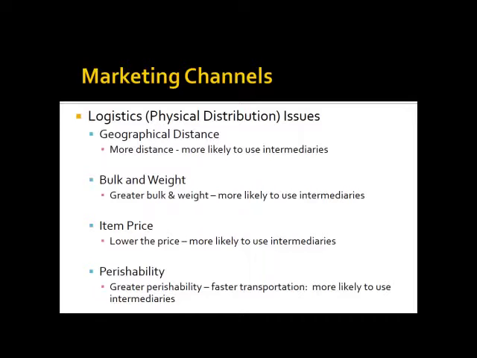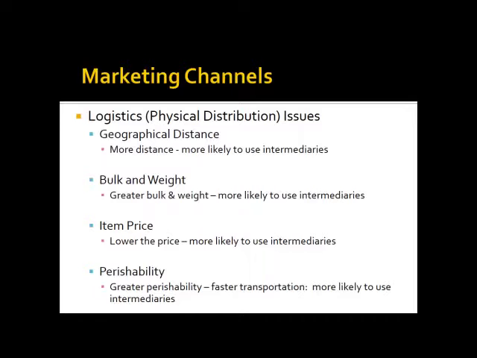Bulk and weight cost money to ship. Large products that don't have much value are very expensive to ship. Companies are more likely to use intermediaries. In some cases, it's more effective for them to build factories in different locations than it is to ship from a central factory.